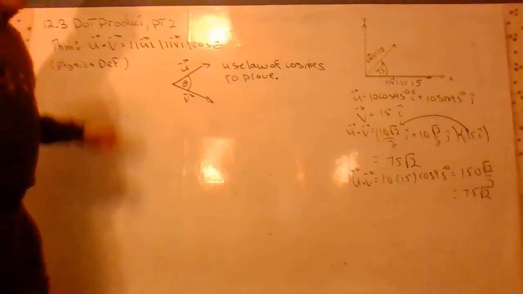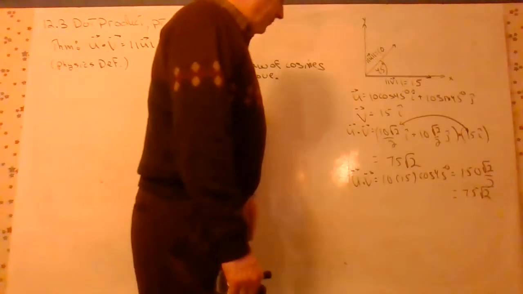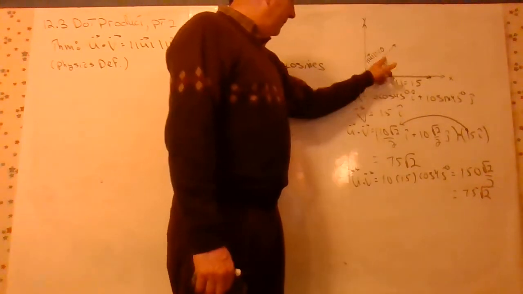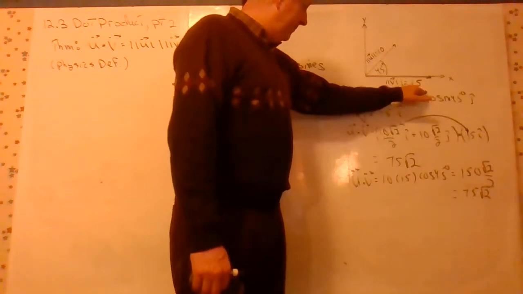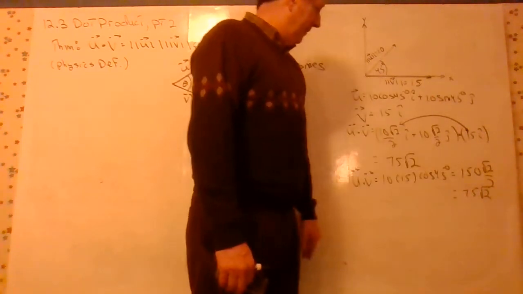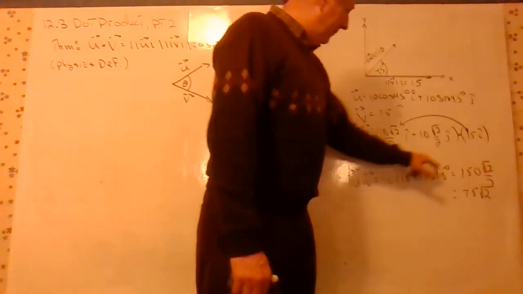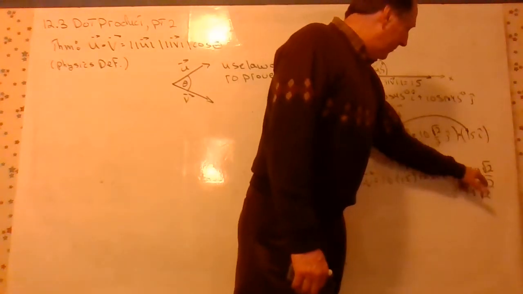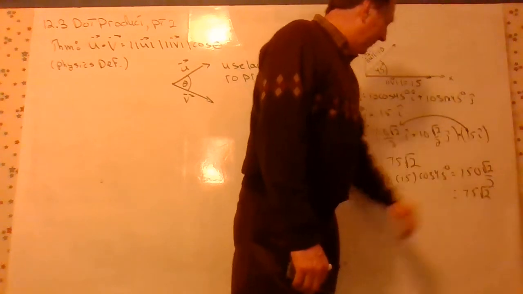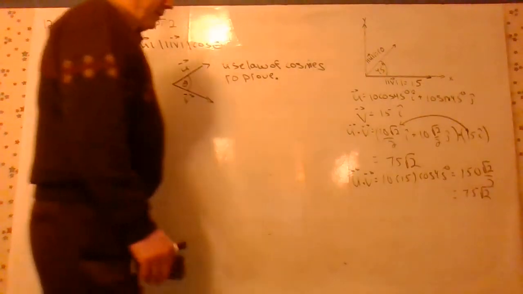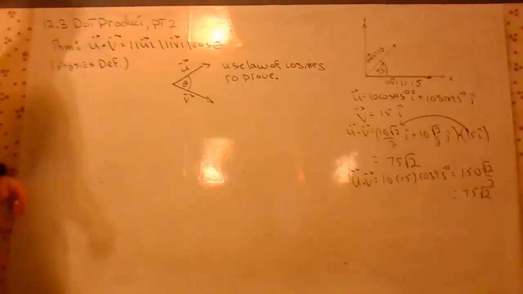Now, if you use the physics definition, that's simply magnitude u, which is 10, times magnitude v, which is 15, times cosine 45, which is square root of 2 over 2. 10 times 15 is 150. The 2 divides into 150 75 times. Same answer. You always get the same answer.